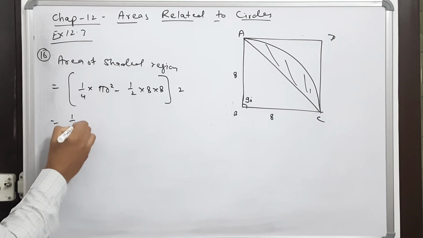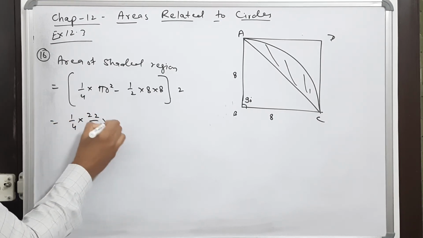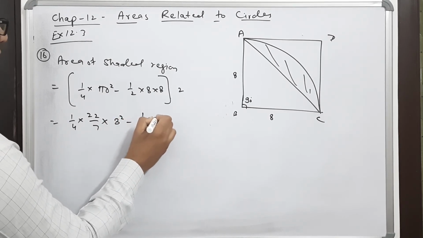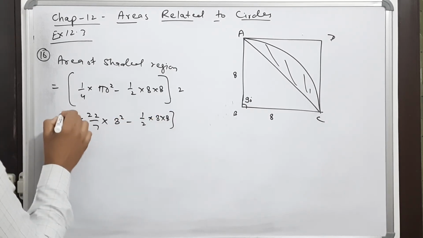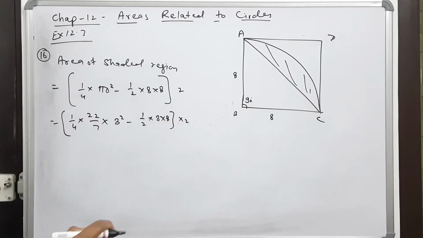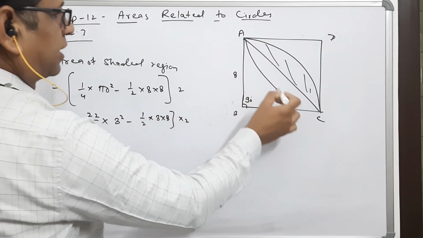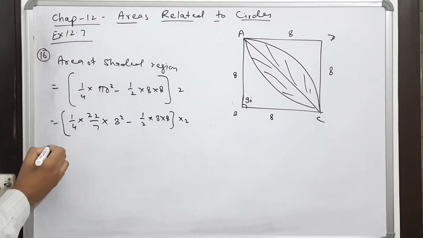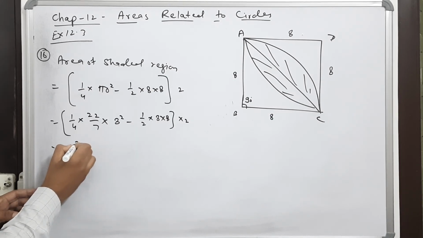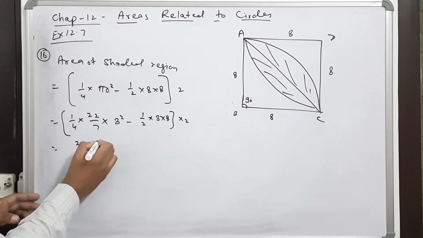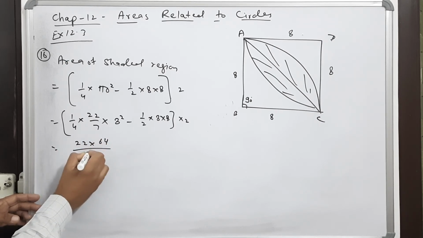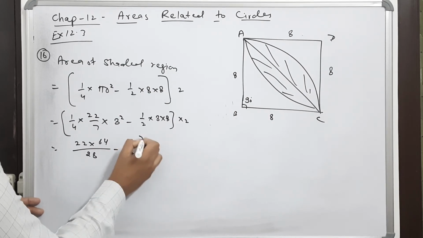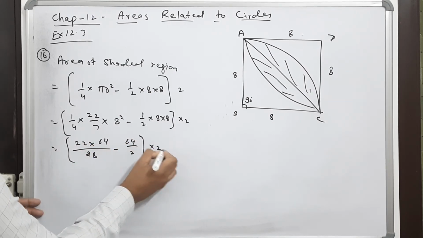So you see now 1 upon 4, 22 upon 7 into 8 square. And it is half into 8 into 8. Multiply it by 2 because it is double. So now I am making the second part. Here also the same thing will repeat. So here it is 22 into 64 upon 28 minus 64 upon 2 and multiply this by 2.